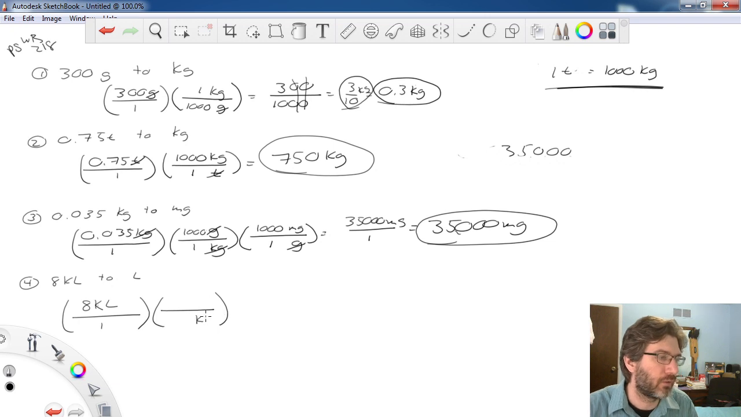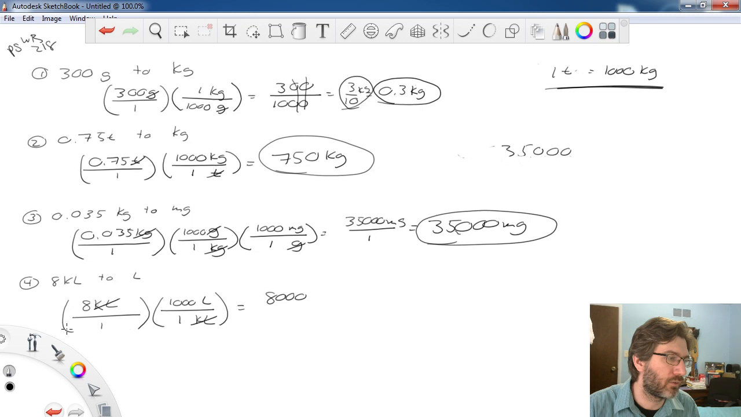And I want kiloliter to cancel, and I'm going to liters. So again, looking it up, I know there are 1,000 liters in 1 kiloliter. That, again, coming from the top of the page, that's our conversion ratio. And you just multiply it out. 8 times 1,000 is 8,000. Kiloliters is going to cancel. 1 times 1 is 1, and you're left with liters on top. So this is 8,000 liters.